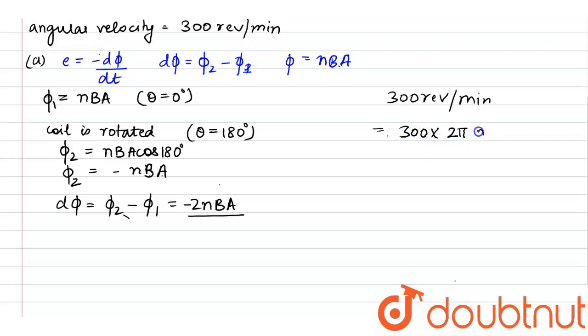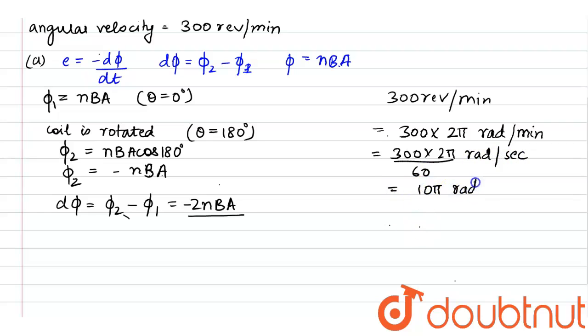That will give us radian per minute. We can change it into radian per second as well, so we can simply divide it by 60. So it's going to be 300 into 2 pi upon 60, which will give it as radian per second. So the value is going to be equivalent to 10 pi radian per second.